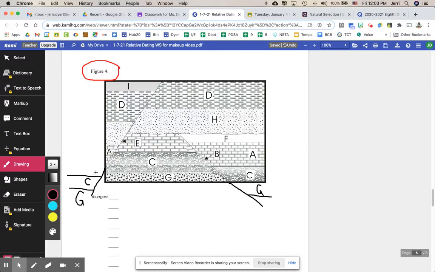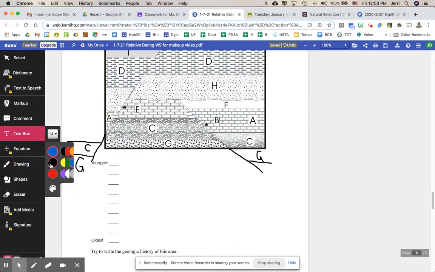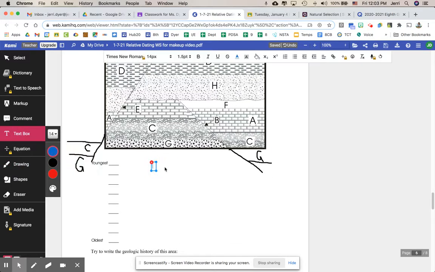All right, so work on figure 4. And for figure 4, you would work on doing the order. And then you would work on doing the laws. And then you would work on writing the history.